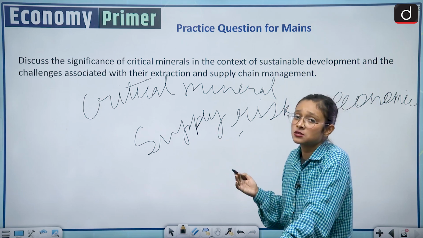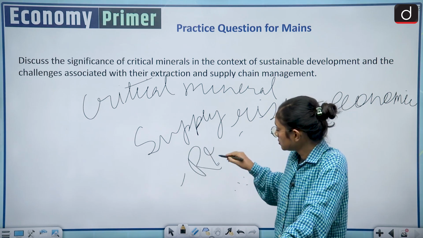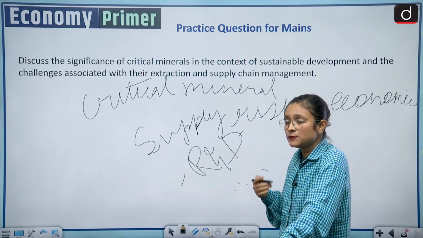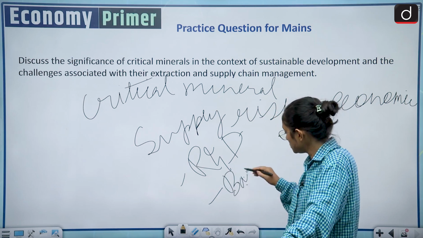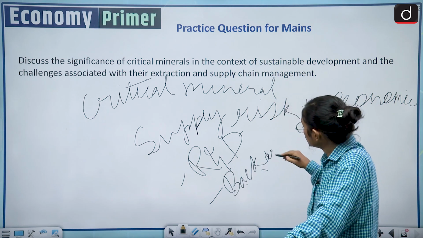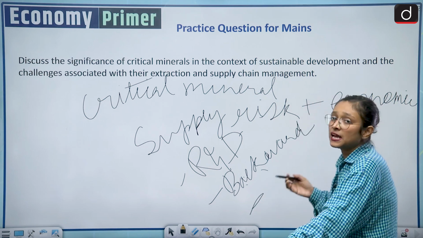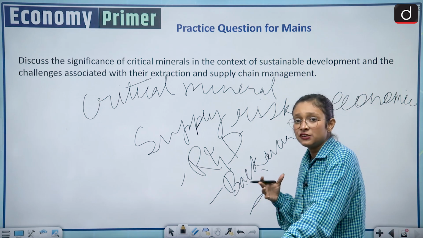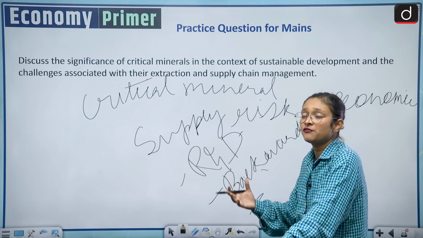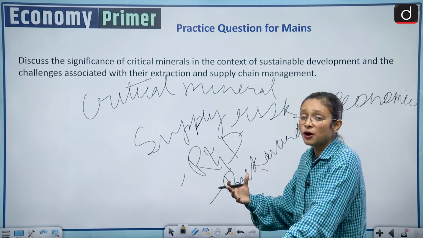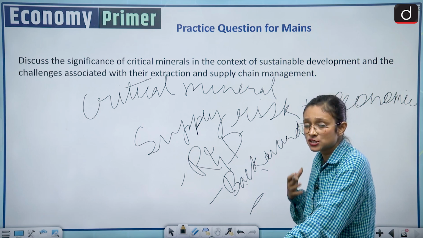And then, what are the challenges associated with the extraction process? First, we lack in the R&D part, which is research and development. Many times we don't know the importance of particular minerals. Second, we have backward technologies despite having huge mineral resources. Third, the supply chain. Despite having 95 minerals, we are still dependent on imports from different countries, because they have an efficient supply chain and they have an efficient amount of minerals also. So where do we lack? We lack in the supply chain, we lack in the extraction process.